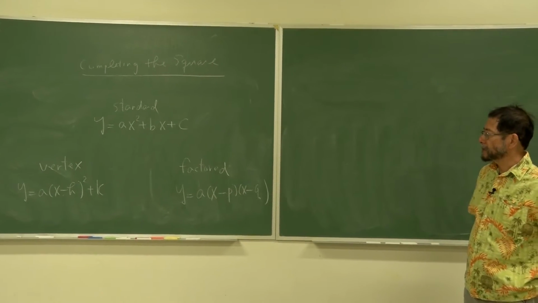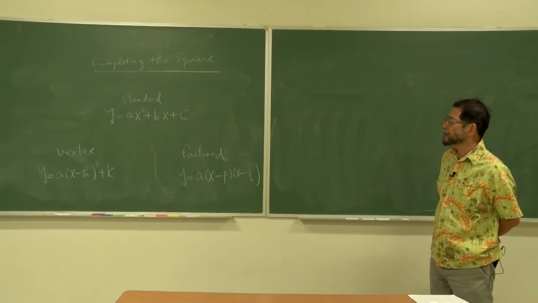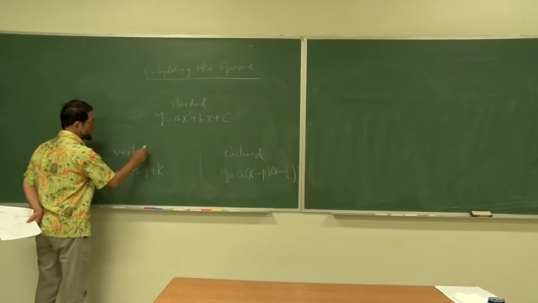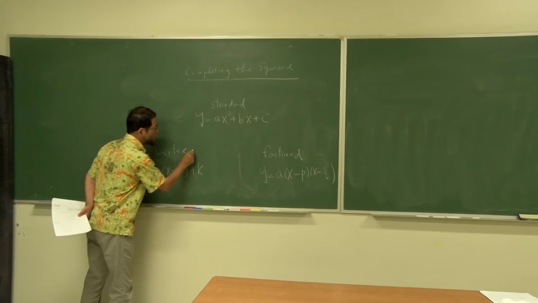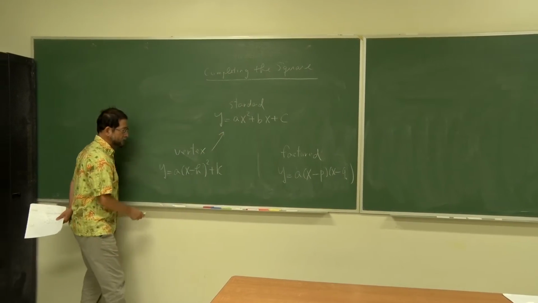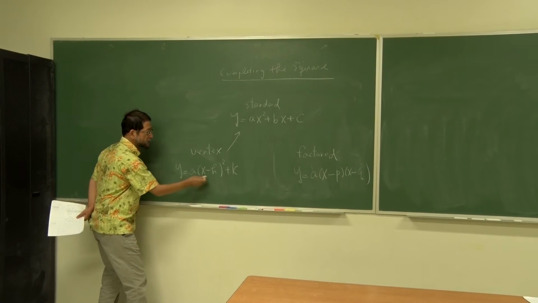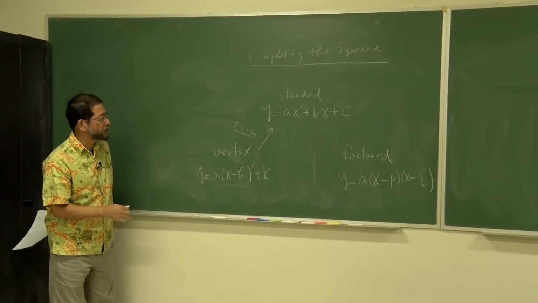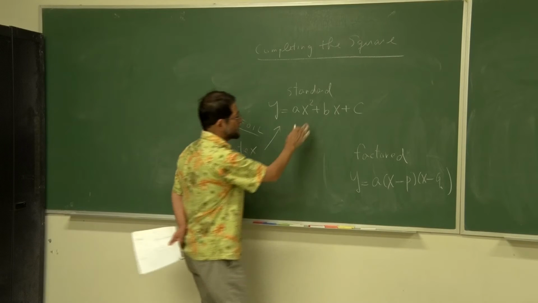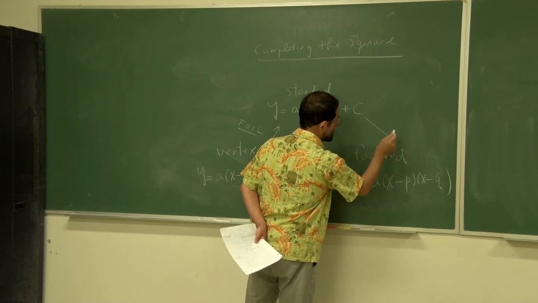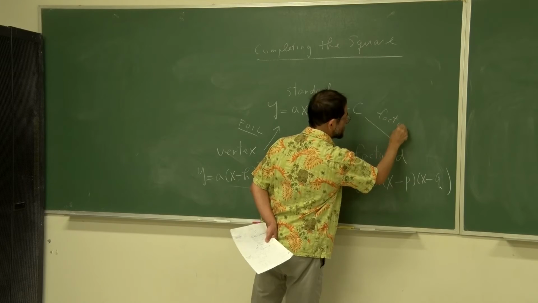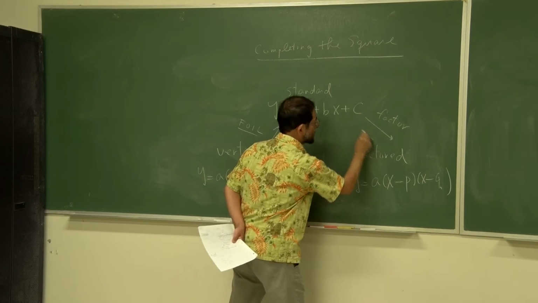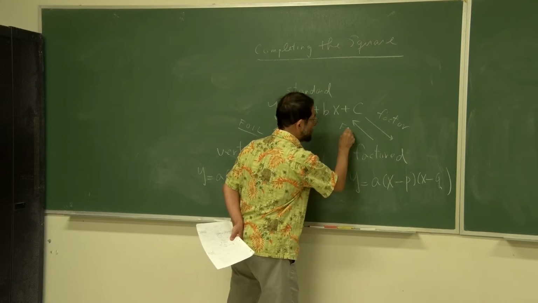Each of these forms is important. We also learned how to go back and forth. For example, how do you get standard form from the vertex form? You have to FOIL this part, so you have to square and multiply out. Then from standard form to factored form, you just have to factor. And the other way, you multiply out by FOIL.